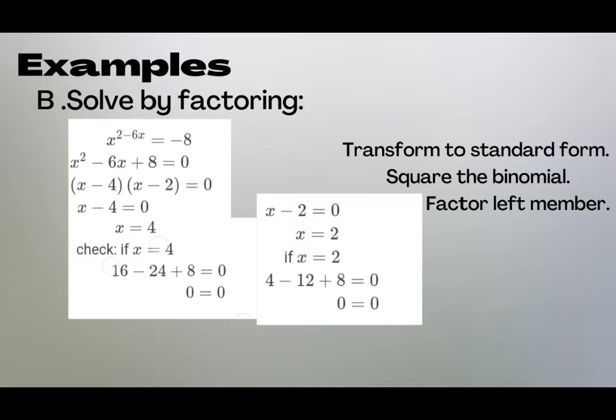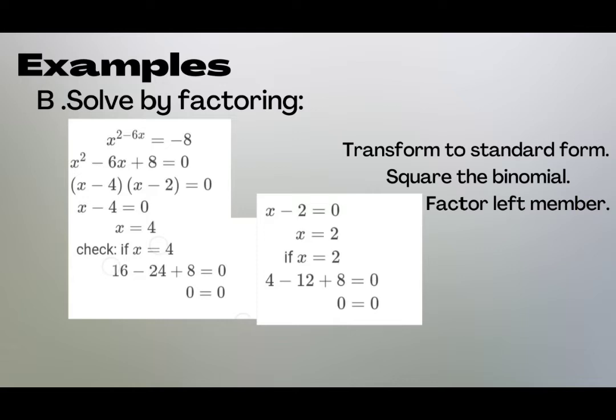x minus 4 is equal to 0. And all you have to do is inverse negative 4. The right side will become positive 4. Check if x is equal to 4. 16 minus 24 plus 8 is equal to 0. It's correct.